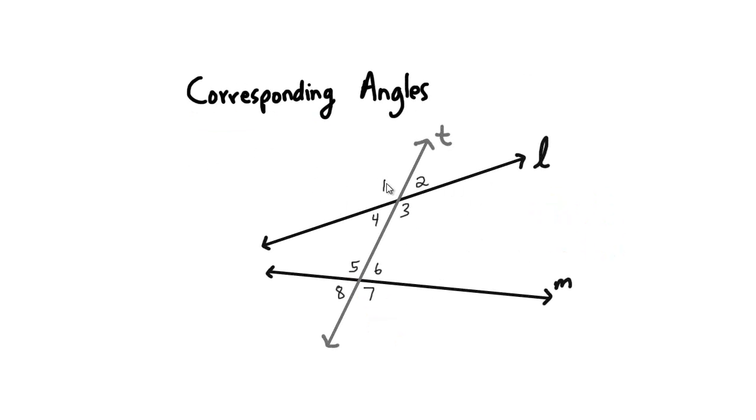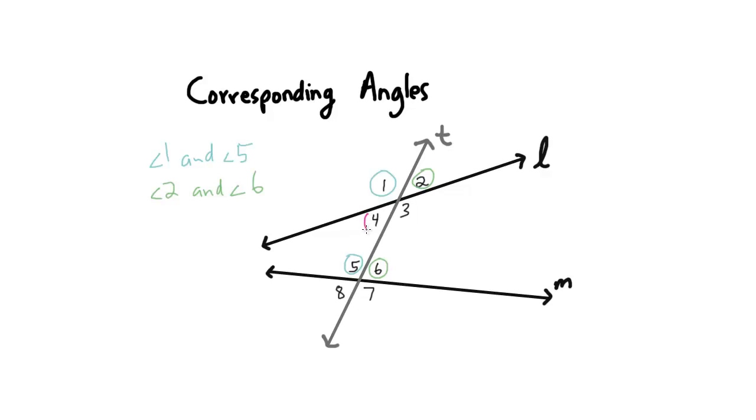Alright, so if you have angles that lie on the same side of the transversal and they match up or align with each other, then those are called corresponding angles. So the first pair we have, angle 1 matches up with angle 5. So angle 1 and angle 5 are corresponding angles. Then we have angles 2 and 6 to be corresponding angles as well. So angle 2 and angle 6 are corresponding angles.